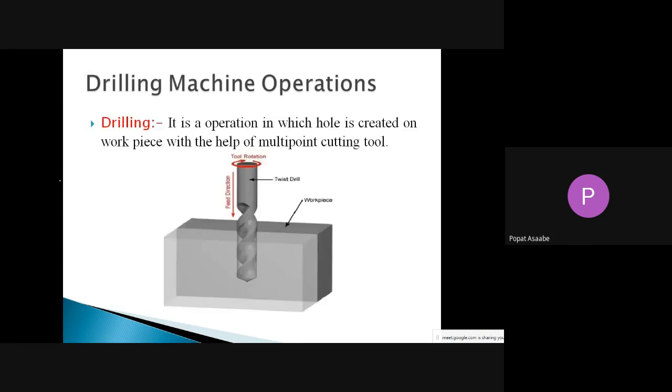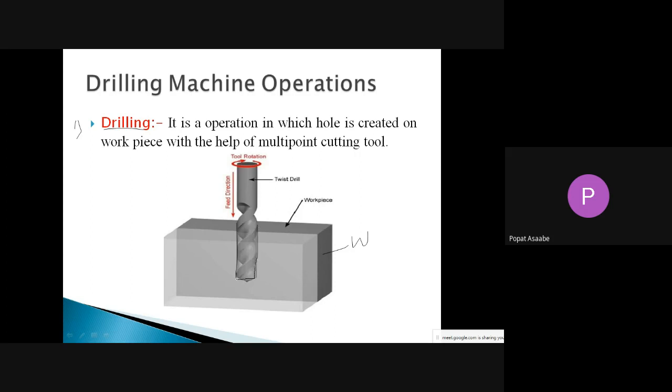The first and very basic operation on the drilling machine is drilling. What is meant by the drilling operation? Simply, it is the operation in which we create a simple hole in the workpiece with the help of a drill bit. This is the workpiece, and in it we are going to produce one simple hole.